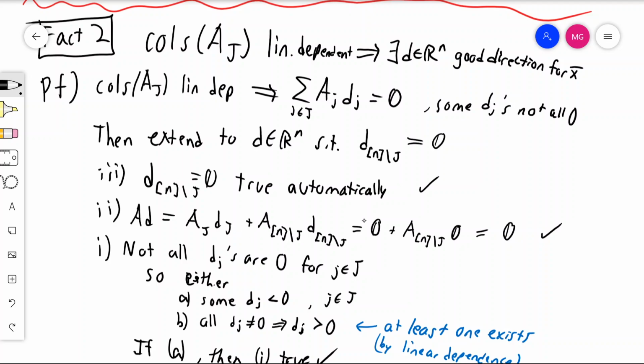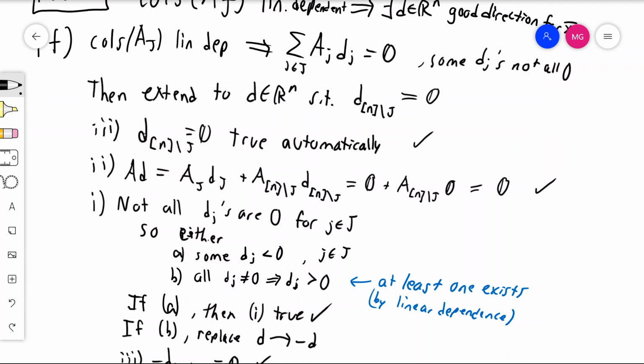For the J components, by linear dependence, A_J D_J, that's this sum right here, which is 0. And then plus, for the other part, we don't know what the A is, but we do know that the D's are all zeros, so this is just A times 0, which is of course 0. So you add everything up and you get 0. So D really is in the null space of the matrix A. So that's good as well.